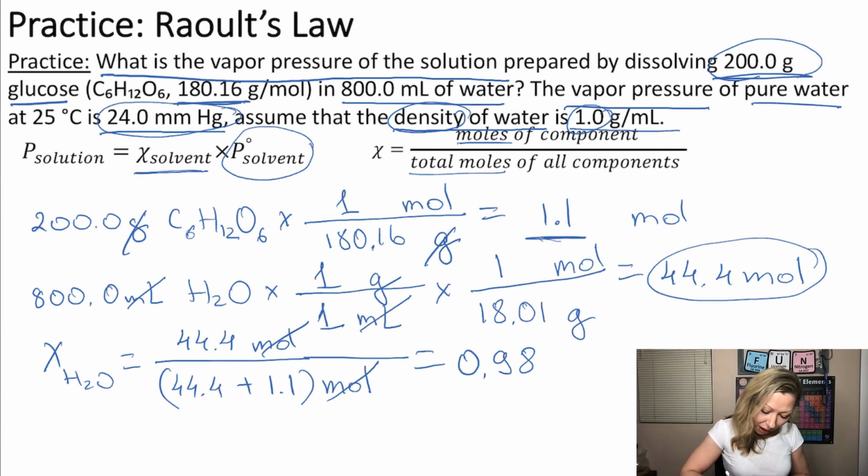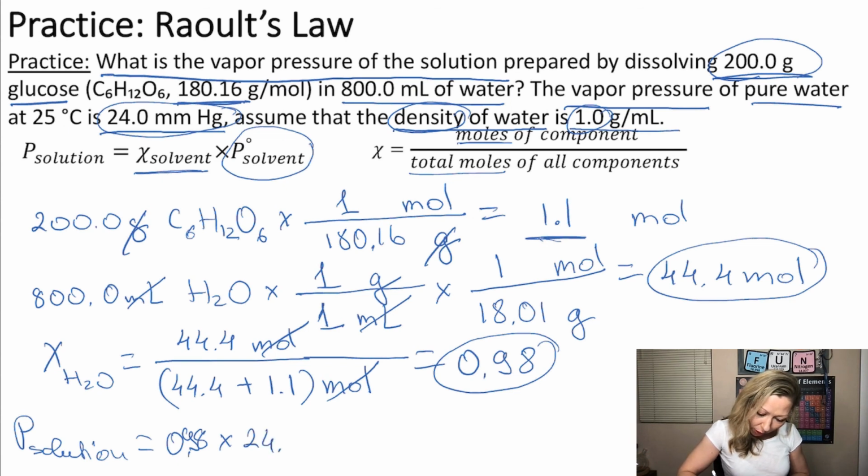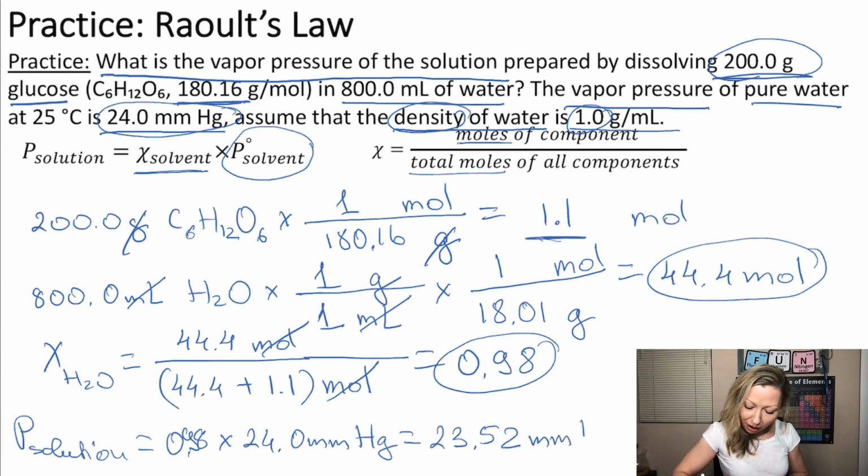And then we can calculate the vapor pressure of the solution by using the mole fraction, 0.98 multiplied by 24.0 millimeters of mercury. And if you do this calculation, you are going to get 23.52 millimeters of mercury. Okay, I hope this makes sense.